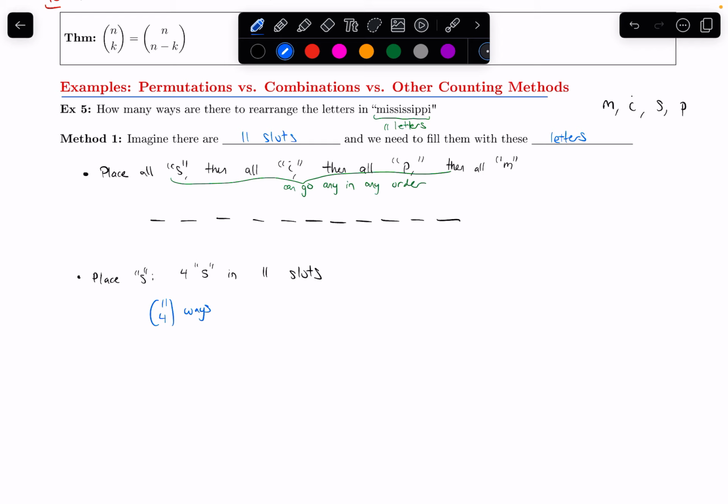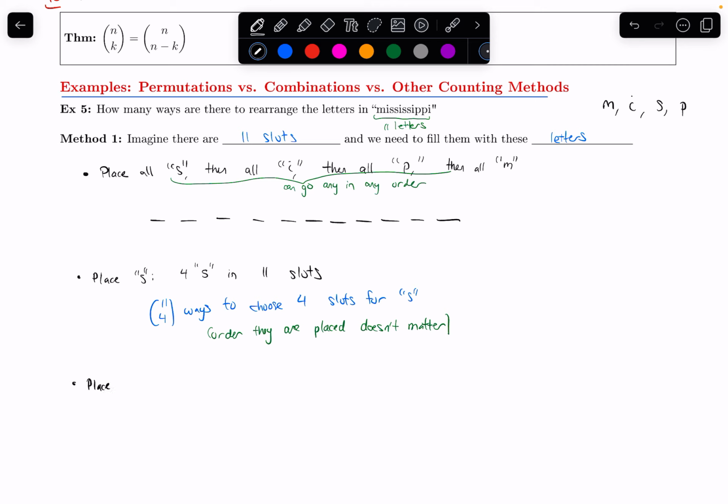So there's 11 choose 4 ways to choose 4 slots for the letter S. Notice that the order they are placed doesn't matter, and that's why we're using combinations. Then I'm going to do something similar for each of the remaining letters.